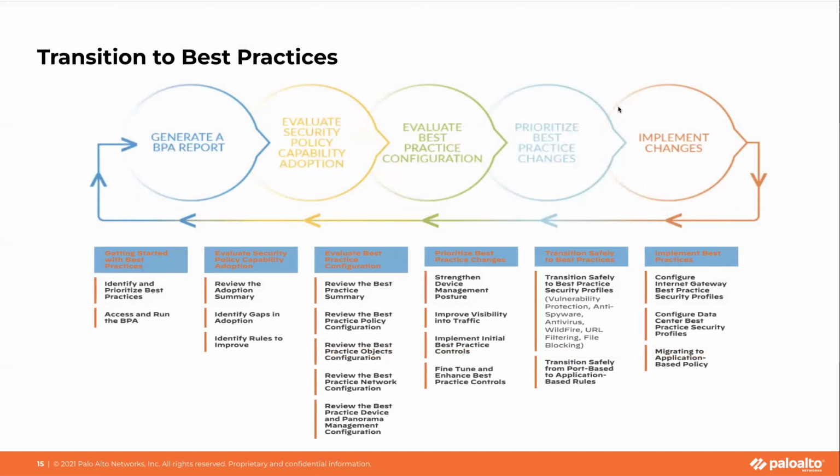This is how you can transition to the best practices. It's an iterative approach. Run the best practices assessment to evaluate your security posture, and then find out the gaps and prioritize those improvements. Take the next step and transition safely to the best practice state without risking the availability of critical applications. Then run the BPA again to measure the progress and prioritize the next set of security improvements.